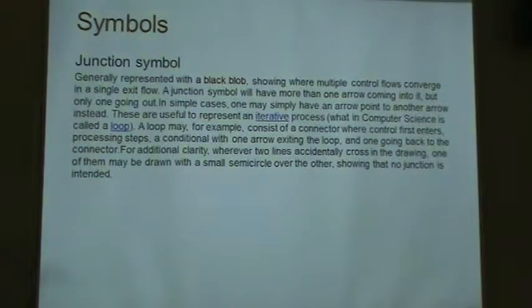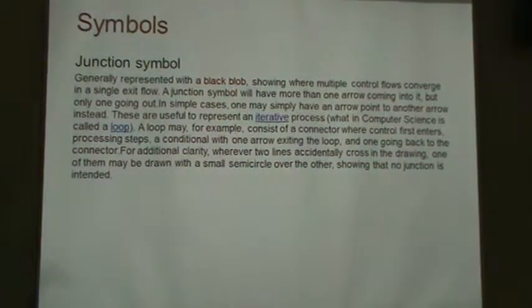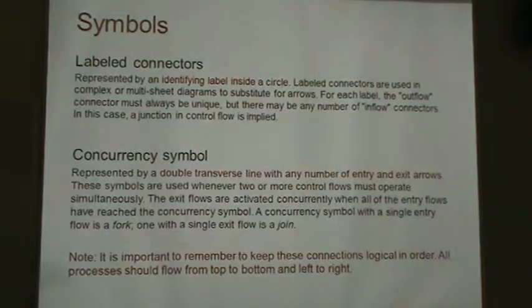So then generally a junction box would be represented as kind of a black cloud or black blob. And so that could be where different parts of our program could join together. So that's where multiple inputs and multiple outputs could come in to a junction box. Then labeled connectors or identified labels inside the circle.